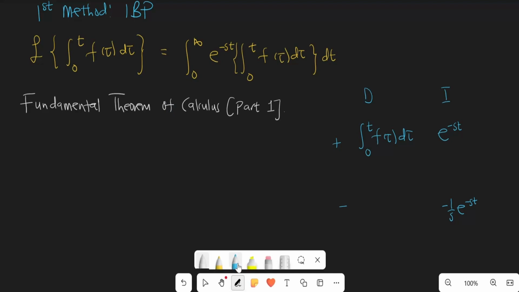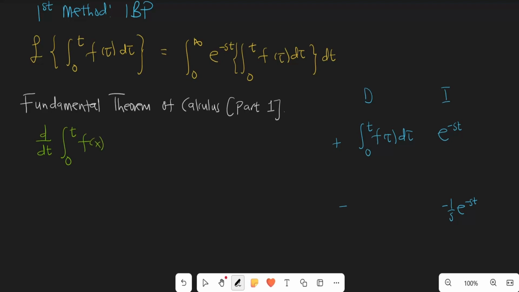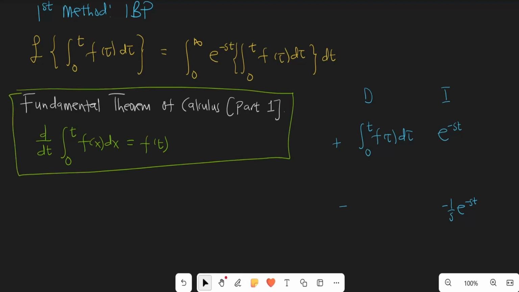It says that if we are differentiating with respect to time, d/dt of a certain integral from 0 to t of f of x dx, this is just equal to f of t. This is from the fundamental theorem of calculus. We can box that. This is very important in solving this Laplace transform. Now, using that same principle, how do you take the derivative of this integral? From the fundamental theorem of calculus part 1, this is just equal to f of t, because differentiating this with respect to time is the same as this.